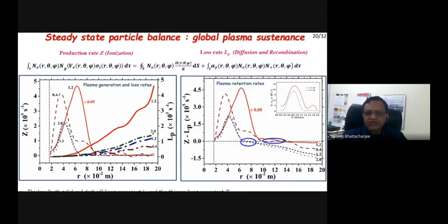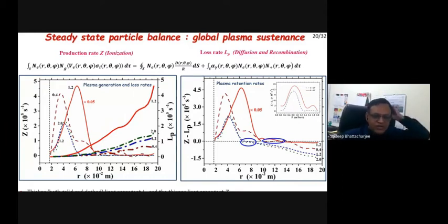So look here, alpha gamma is the recombination coefficient, Ne is the electron density, N plus is the ion density. So recombination always happens between electrons and ions. So this term is the recombination loss. And the diffusion is of course this D, which is the diffusion coefficient. And this is the electron density. Ionization happens from electron density, the gas density, and the cross sections are all here.